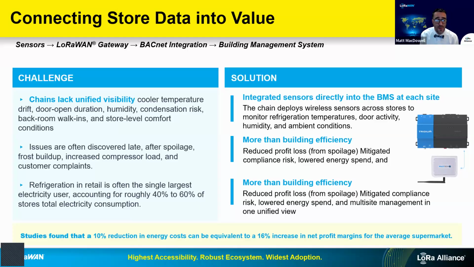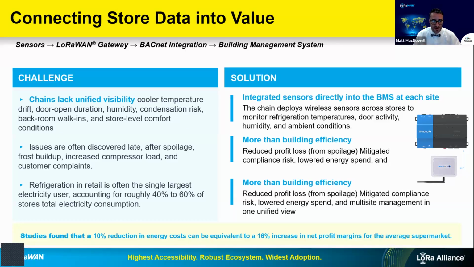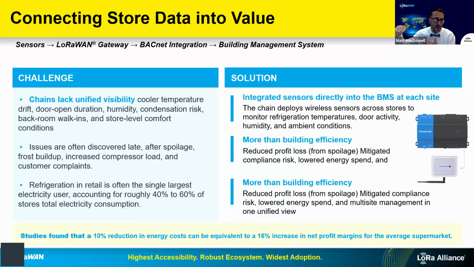Studies also found that a 10% reduction in energy costs, so refrigeration energy costs, can be equivalent to a 16% increase in net profit margins. There's a lot of math to work out, but it's pretty clear: the more you optimize the life of your equipment and the customer experience, and reduce your energy costs overall, the more money you're going to make. And I think there are additional subsequent benefits to deploying these smart building systems. So go on to the next one.